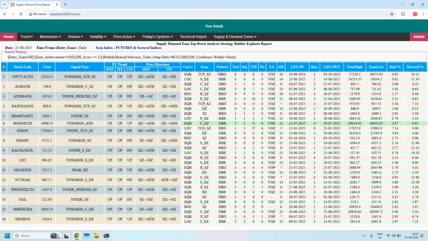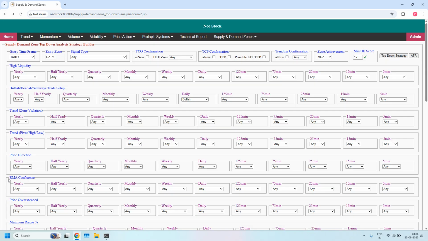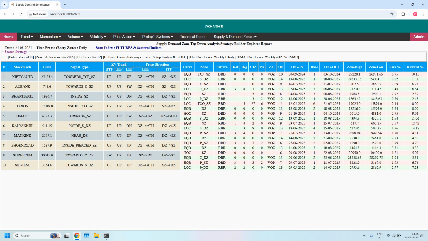Okay, out of these 16 demand zones, all stocks have ITF trend as uptrend. So in uptrend you can apply EMA confluence because the daily zone is overlapped with weekly zone. So you need to look for weekly EMA confluence because the daily demand is inside the weekly demand zone. So we are using weekly demand zone with weekly EMA confluence. Okay, by setting the filter, now the list has come down to 10 stocks.